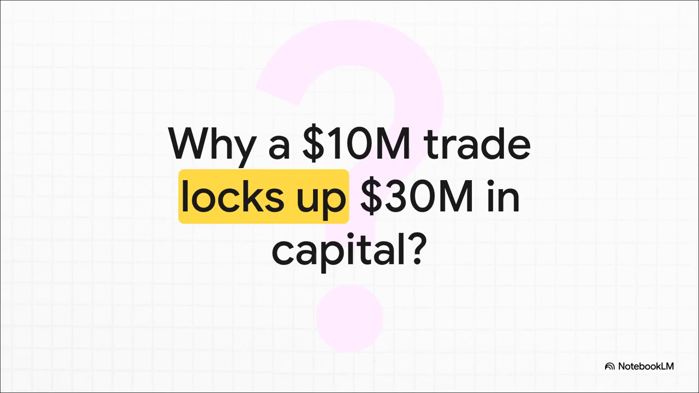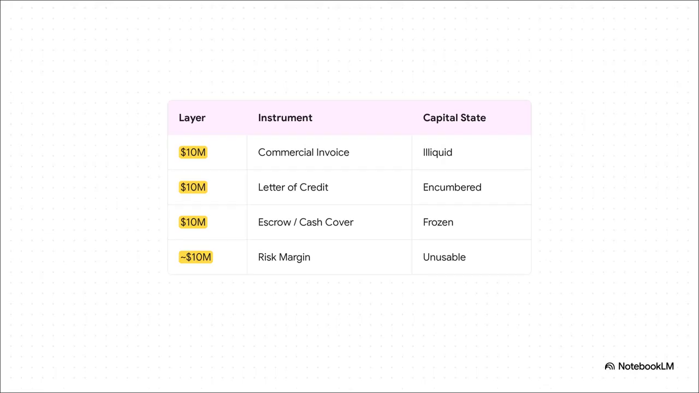Well, the answer isn't about the risk of the energy itself. It's actually in the old, clunky financial plumbing that the whole market is built on. It's a system built on layer after layer after layer of redundant protection. Let's actually walk through how this duplication works, because it's pretty wild. First, you've got the $10 million commercial invoice. That's the real value of the trade, but that money is totally illiquid. So to secure it, a bank issues a $10 million letter of credit, which ties up another $10 million. Then on top of that, cash often gets put into escrow, freezing a third $10 million. And if that wasn't enough, companies also have to hold risk margins on their balance sheets, making even more capital unusable. You can see how it just piles up.